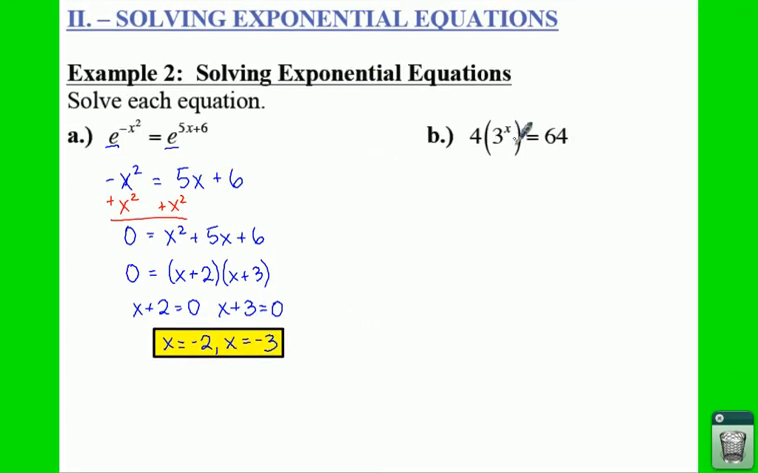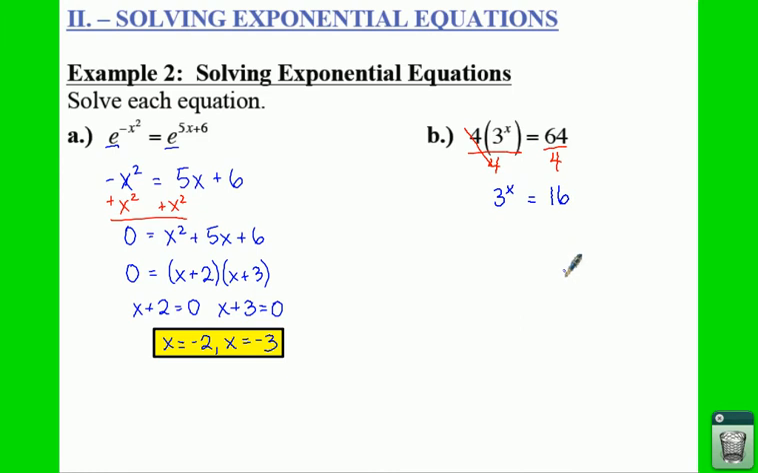Alright, now for part B, you need to solve for this x here, where you cannot multiply the 4 times the 3 and get a 12. So we need to divide both sides by 4 first. And when you do that, you cancel out your 4's on the left. You get 3 to the power of x is equal to 16.